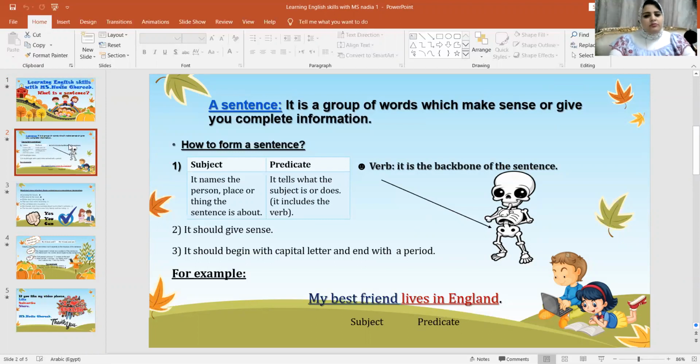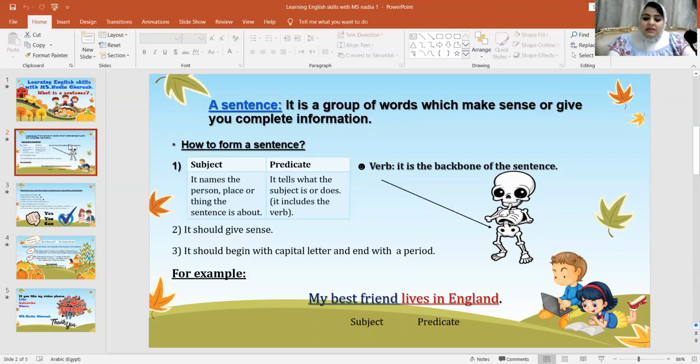In order to write a sentence we have some rules to follow. The first rule is that in a sentence, we should have a subject and a predicate. Miss, I don't understand what a subject and a predicate are. A subject is what the sentence is about. It could be a person, a place, or a thing. What I'm going to write about, this is the subject.